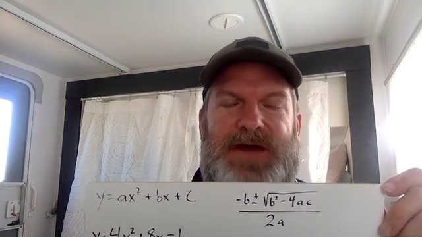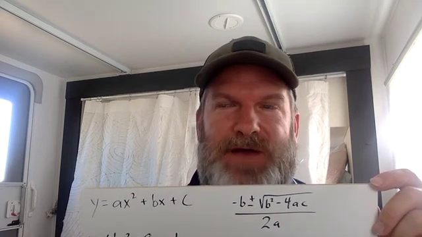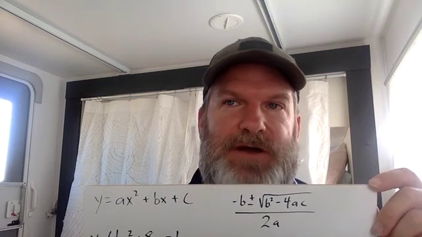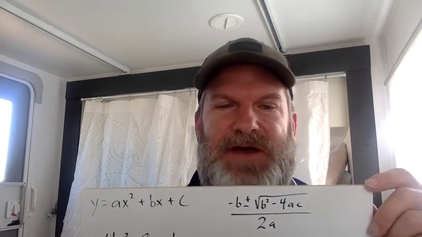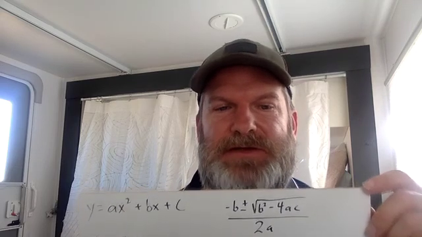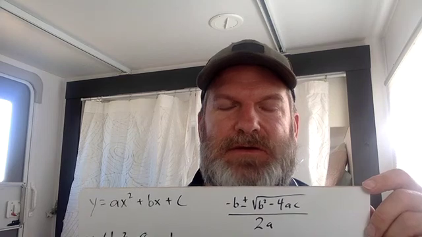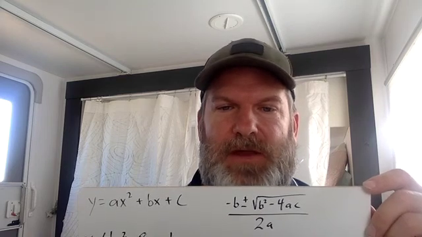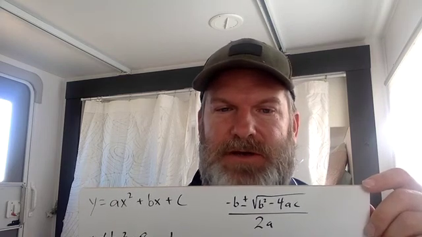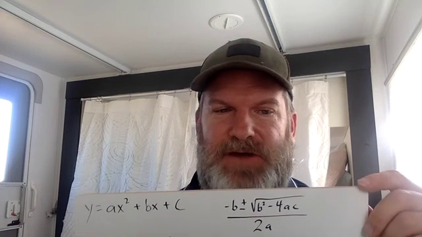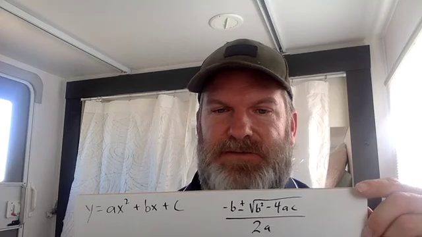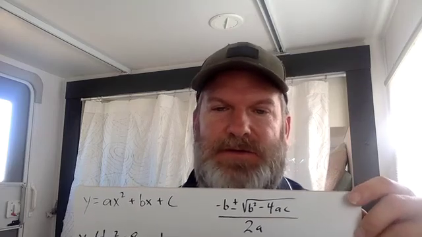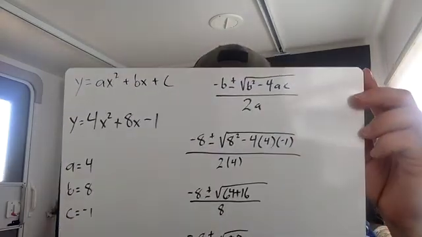They might say find the solutions, or find the zeros, or find the roots. That all means the exact same thing. It means find the x-intercepts. What does x have to be so that y equals 0? And that could be worded as find the x-intercepts, find the solutions, find the roots, or find the zeros. So if you see any one of those four things, it means do this if you can't factor.